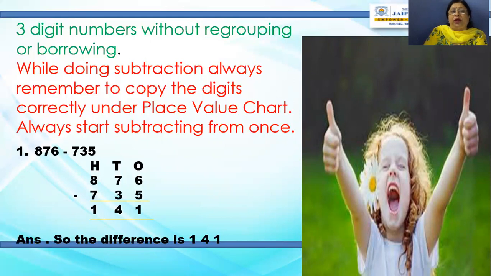So when we start subtracting, 6 minus 5 is 1, 7 minus 3 is 4, and 8 minus 7 is 1. So the answer we get is 141. We are going to write answer. So the difference is 141.